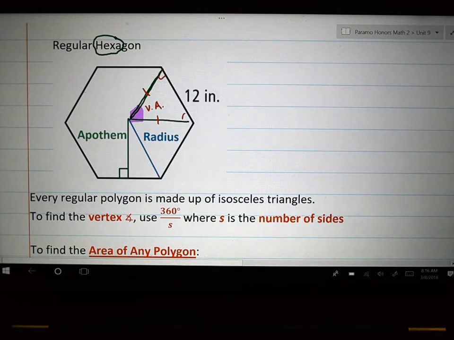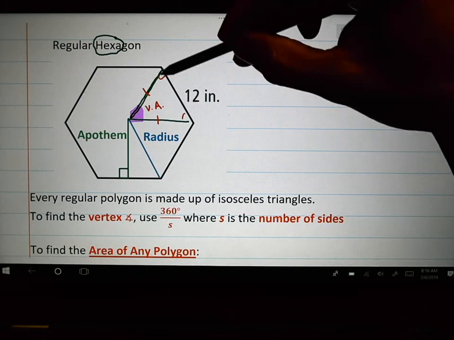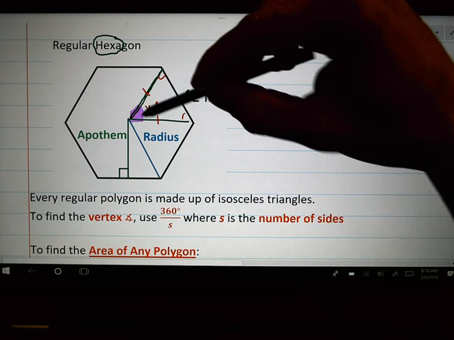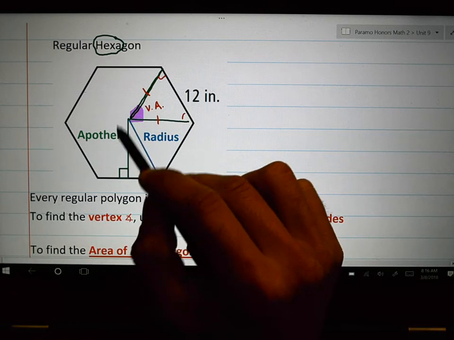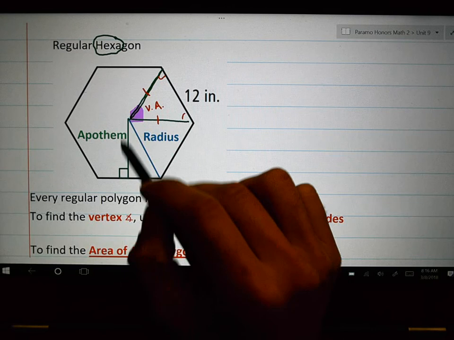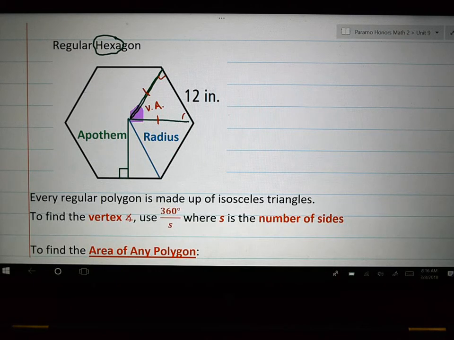That vertex angle is the top of the isosceles triangle. These are called base angles. This is your vertex angle. Now notice the vertex angle is not made with the apothem. The apothem splits the vertex angle into two pieces.